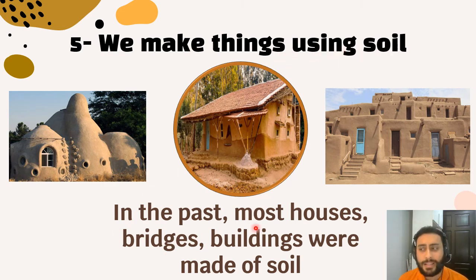Next is we make things using soil. In the past, most houses, bridges, and buildings were made of soil. But nowadays, only some. If you go to a village or a place that likes to do things traditionally, you will see houses like this. They make houses using soil. So, soil is very important to us.